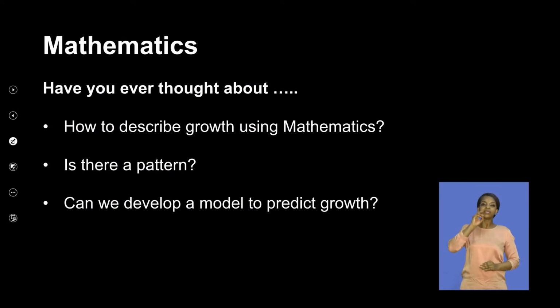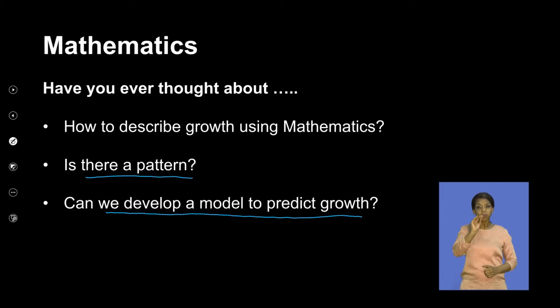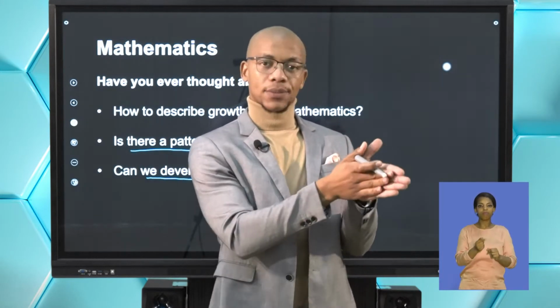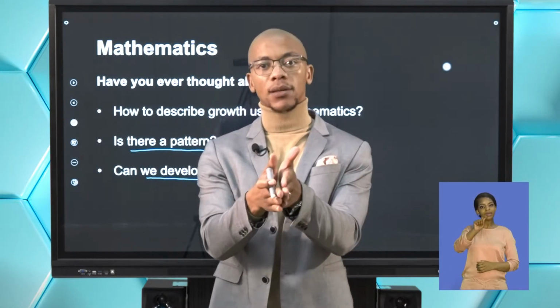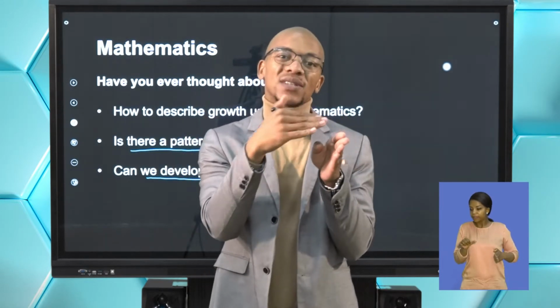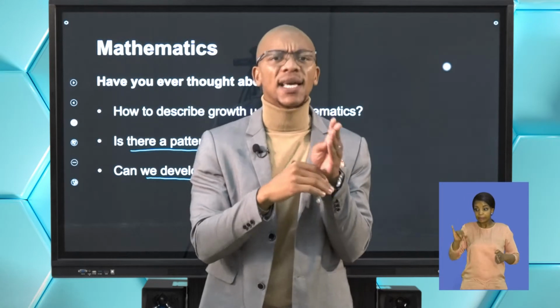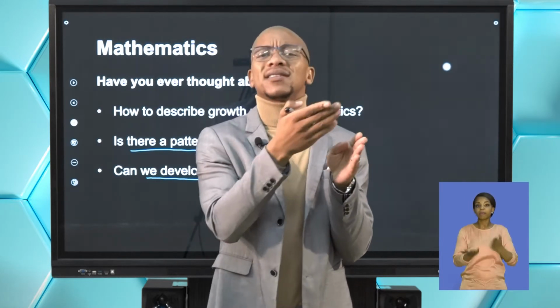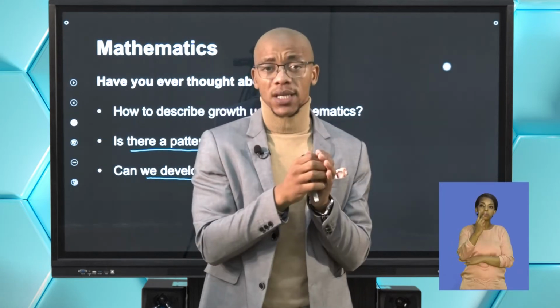And now what I want you to look at is, when you're talking about growth, you need to look at whether there is a pattern, and also whether we can develop a model to predict the growth. So when you're talking about a pattern, from this initial point to the second point, to the third point, to the fourth point, is there a constant pattern that we can look at? Is there maybe an exponential pattern? Or is there just a random pattern?